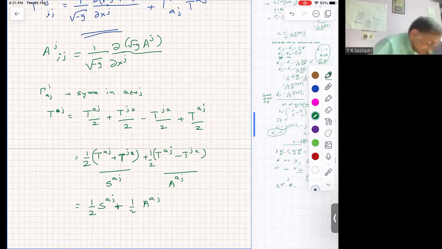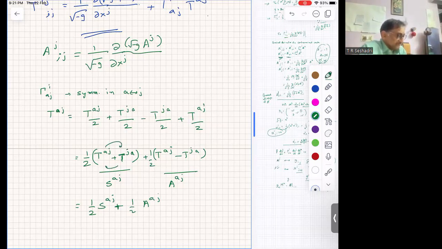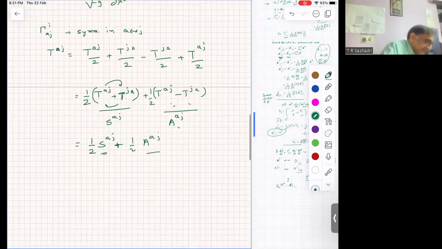Now, if I interchange A and J, this will go to this and this will go to this. And it's a plus sign, which means interchanging A and J, S will not change. So S is the symmetric part. That's why I put S. Whereas here, if I interchange I and J, it picks up a minus sign. So this is the antisymmetric part.